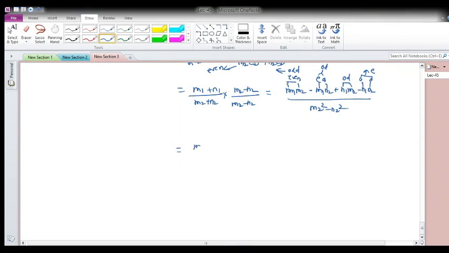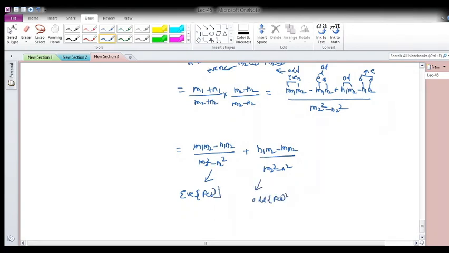So I will get the even part as (m1 m2 minus n1 n2) divided by (m2 square minus n2 square), plus I will get the odd part as (n1 m2 minus m1 n2) divided by (m2 square minus n2 square). So this will be the even part of f of s and this will be the odd part of f of s.